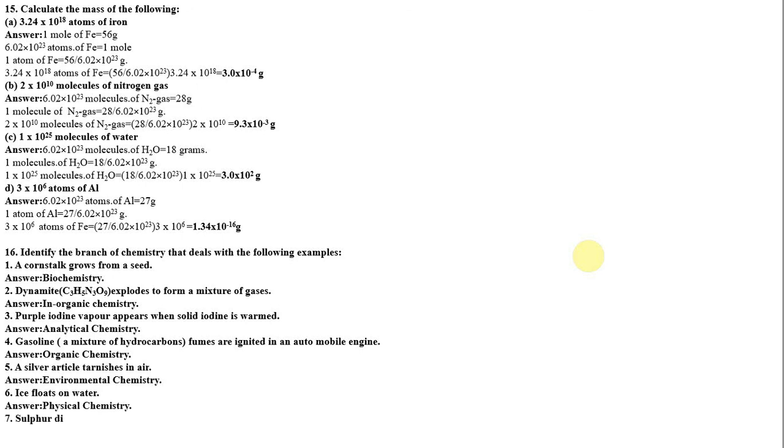Number 7: Sulfur dioxide is the major source of acid rain. Here rain is discussed. This is also environmental chemistry. 8: Many lightly chlorinated hydrocarbons in drinking water are carcinogens. Carcinogens means cancer causing. Again, this is environmental chemistry.